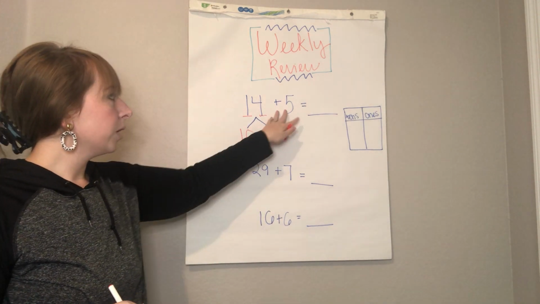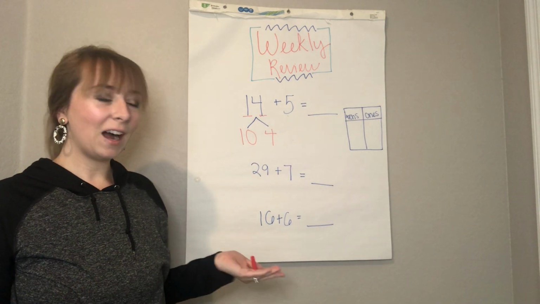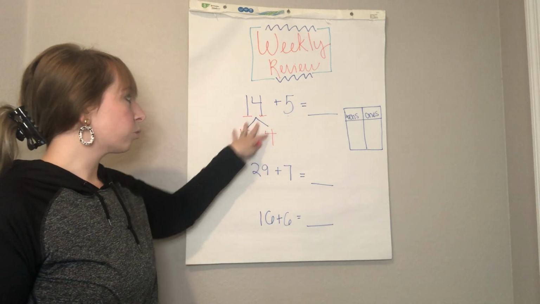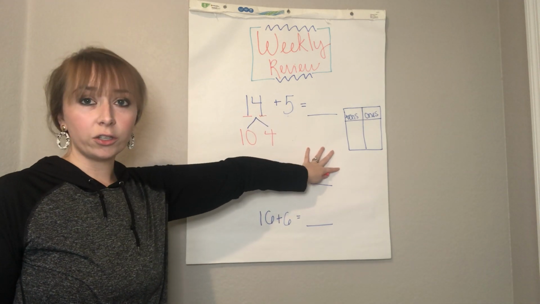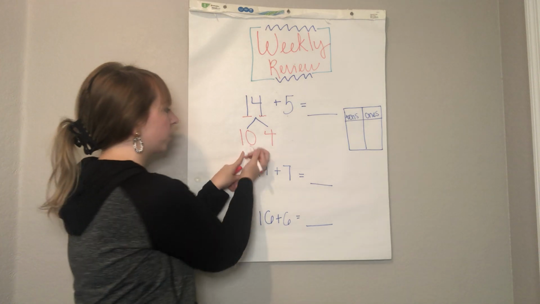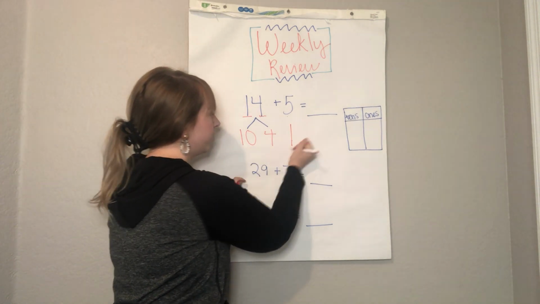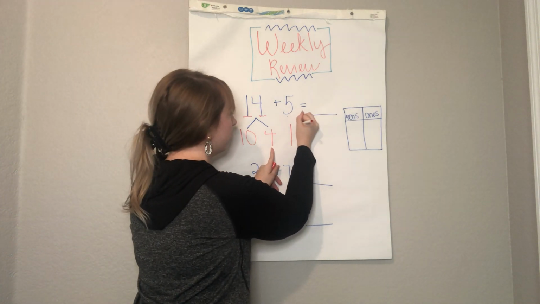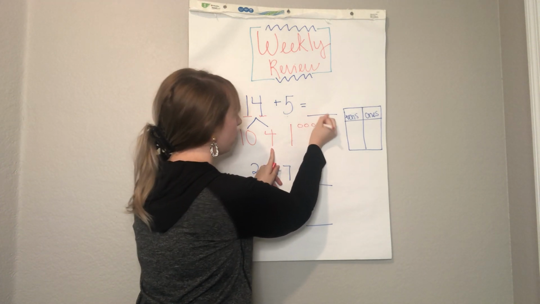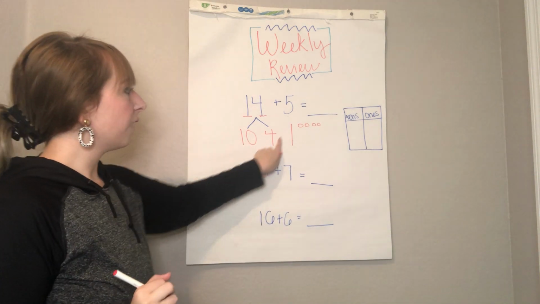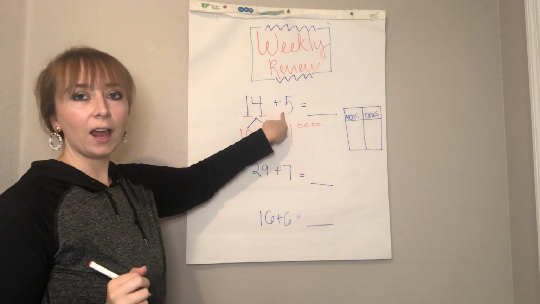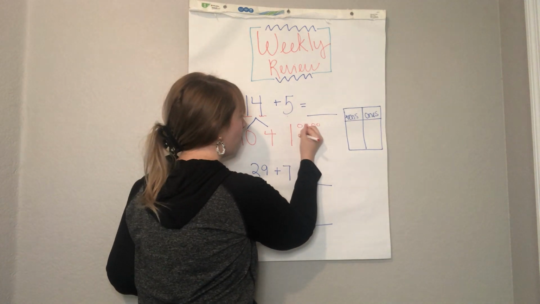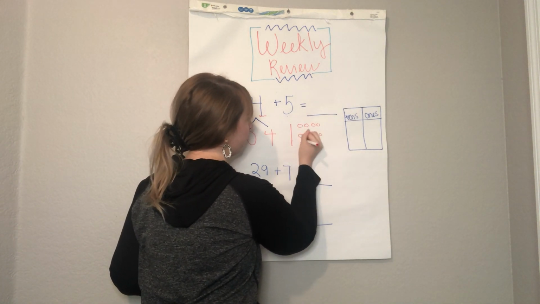Okay, now how many ones are we adding on? 5. So for the first strategy we learned this week, we learned to break up a number, and then we learned to draw a picture. So let's start here with the 10. I have 1 ten. We have 4 ones we added. 1, 2, 3, 4. And then after we got 14, we're going to add on how many more? 5. So let's draw out those 5 ones. Ready? 1, 2, 3, 4, 5.